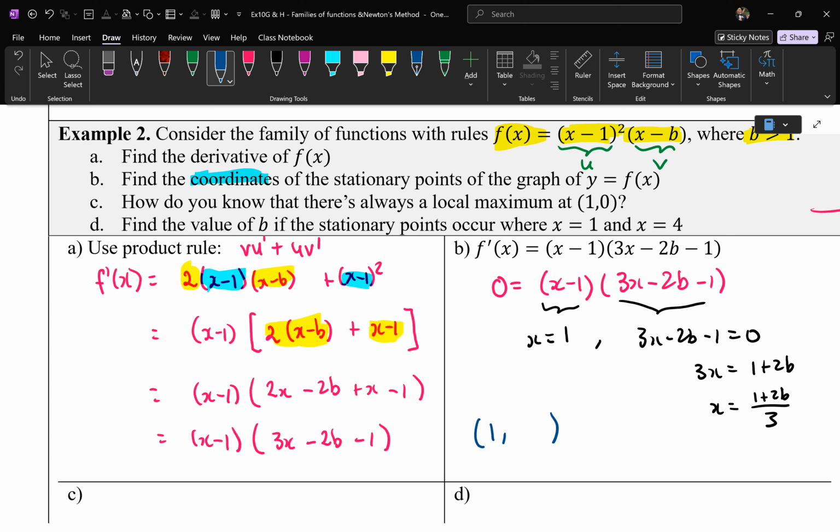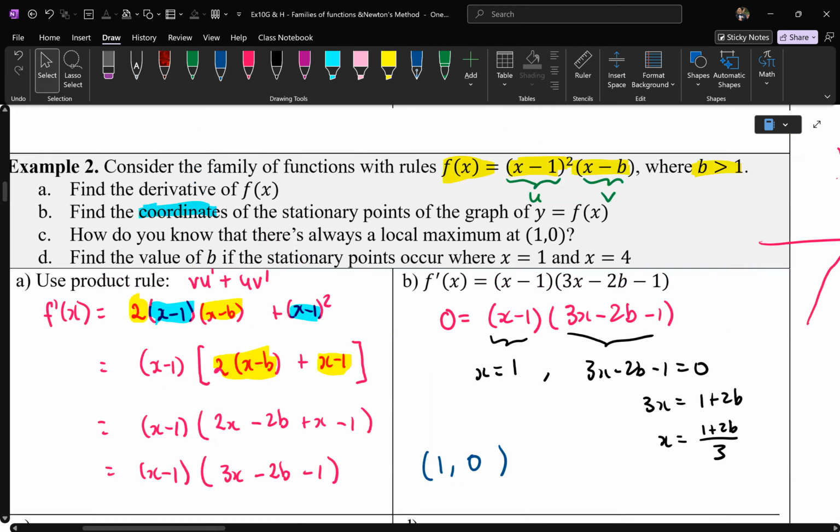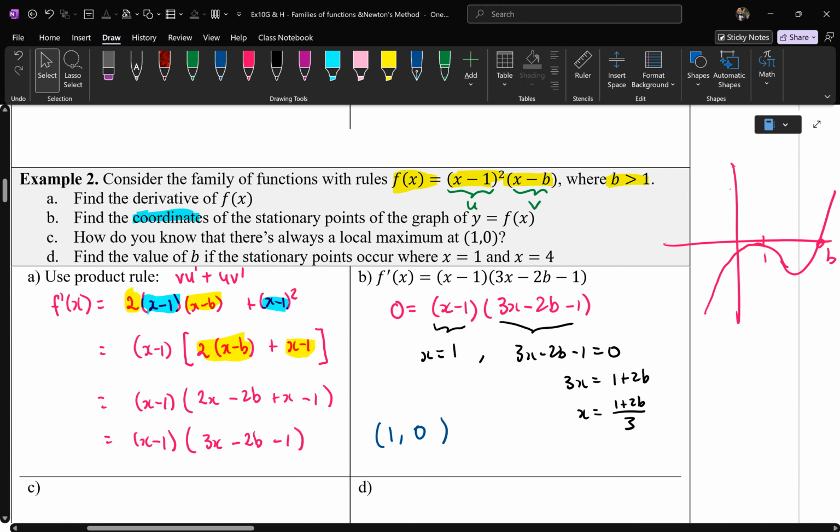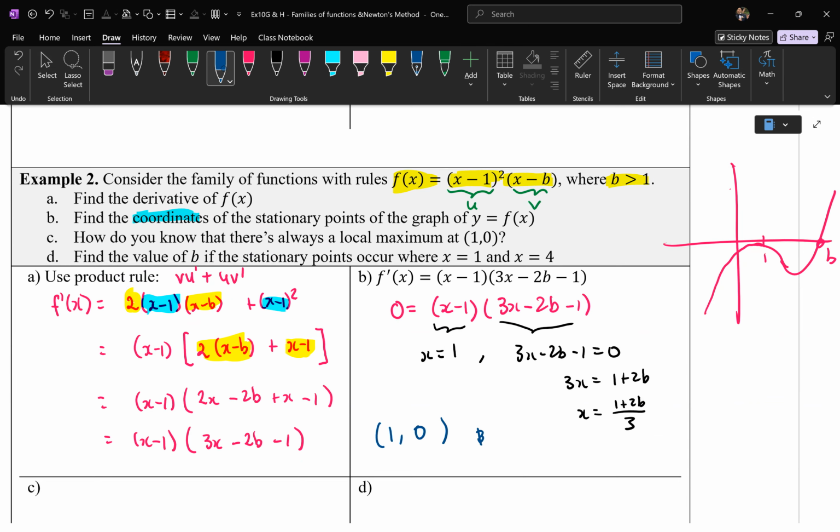Slide it back in. So f of 1, we can already see it's going to be 0, which we knew from the rough sketch that I drew on the side there. Turning point clearly is at (1, 0). And the next one is when x is 1 plus 2b over 3, f of (1 plus 2b) over 3. Unless you have a calculator, you can probably sub that in to figure it out. It looks too nasty to just work with.